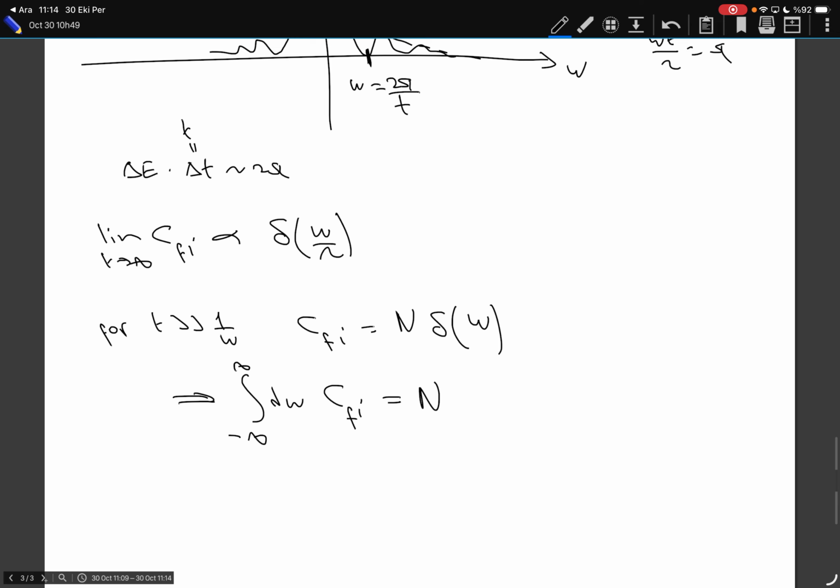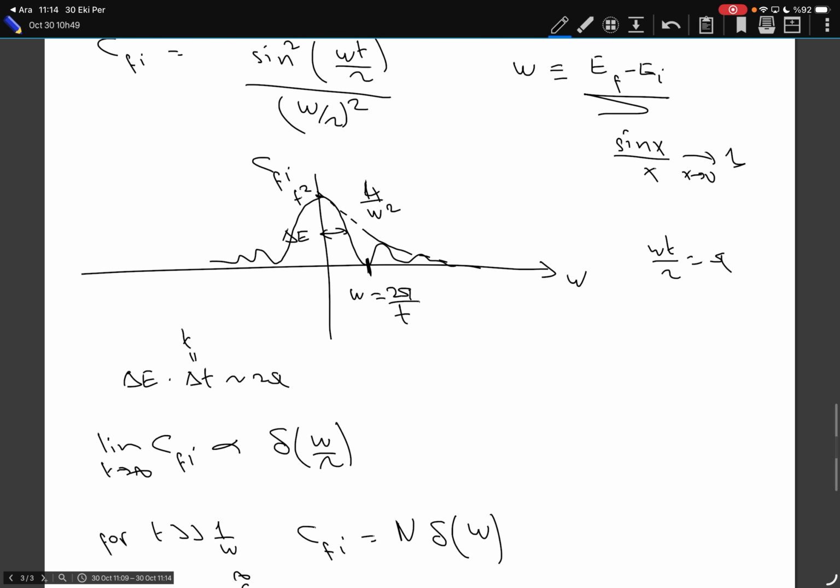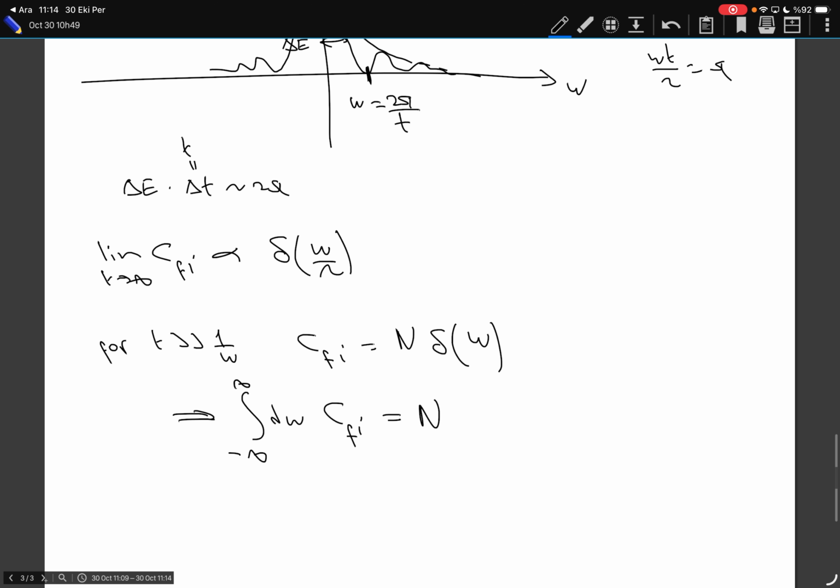If in that limit, at least first of all, we know that for very large t, CFI is 0 unless omega is 0. That is basically what it tells me, that it's probably something related to the Dirac delta function. If it is the Dirac delta function, this condition should satisfy whatever the value of t is, as long as it's very large. Well, let's see.